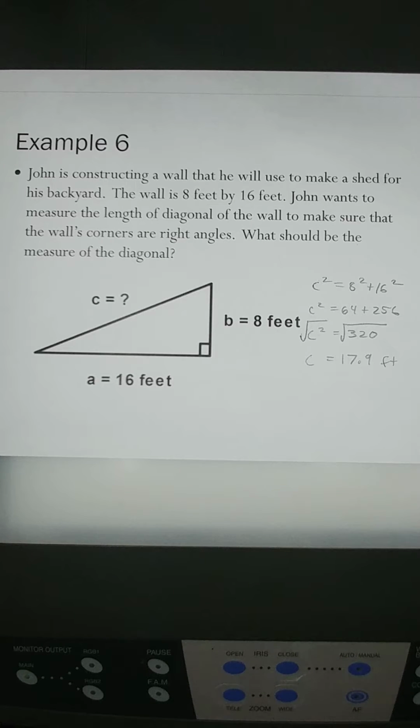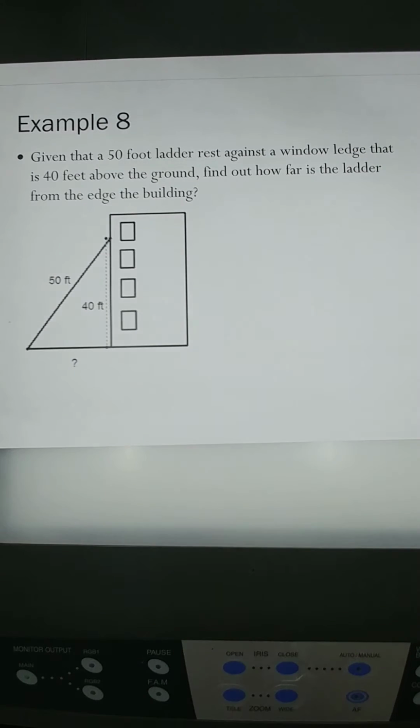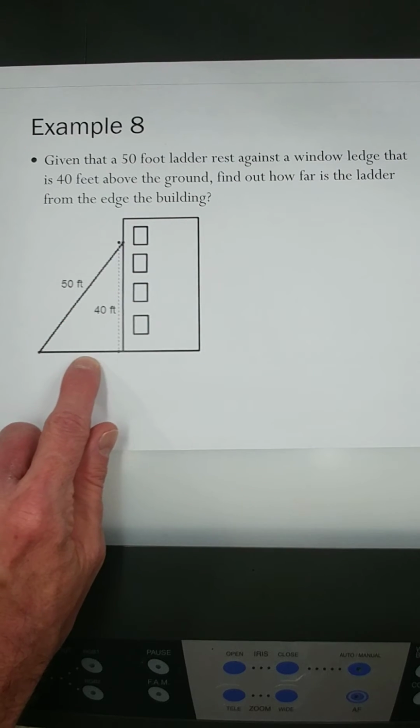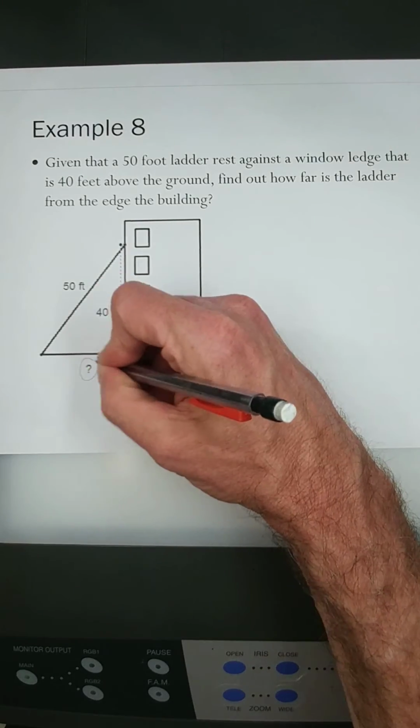Okay, one last example I want to do, and I want to do one where you solve for the leg again. So what I have here in the picture is a building, and you have a 50-foot ladder resting against the window ledge, which is 40 feet above the ground. And we want to figure out how far from the edge of the building is the ladder. So that will be this side.